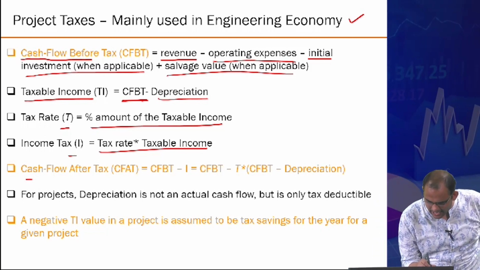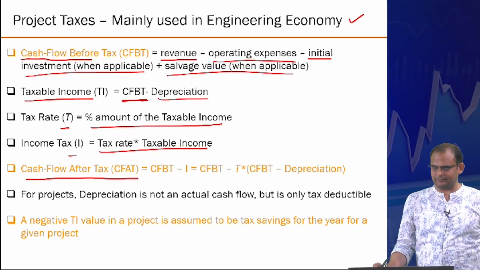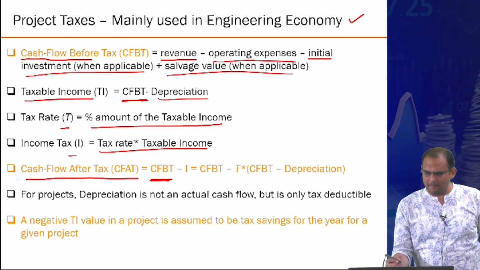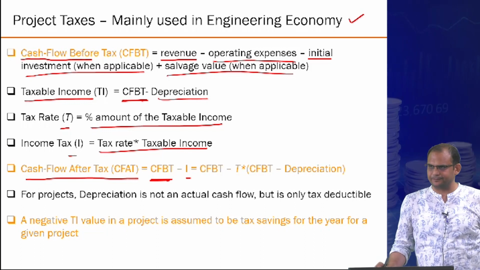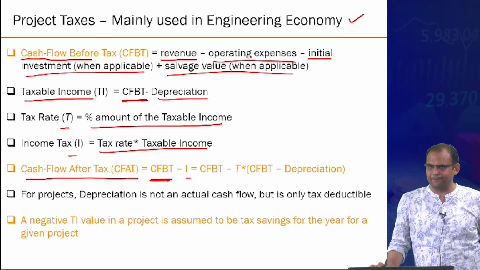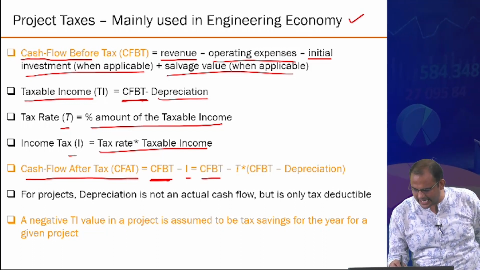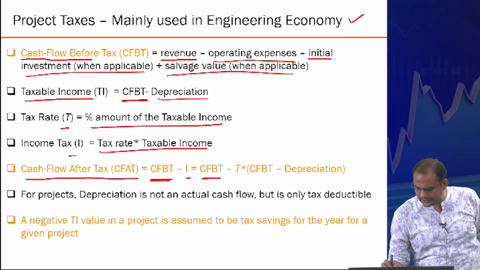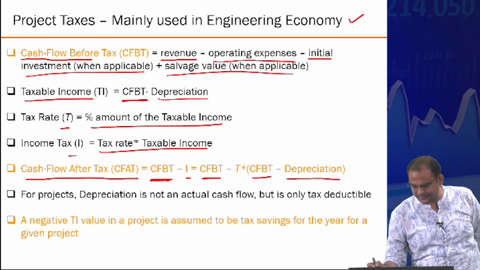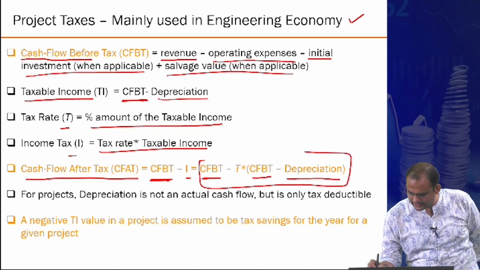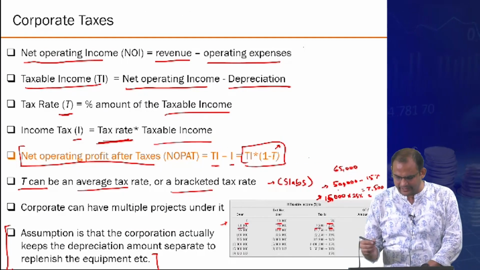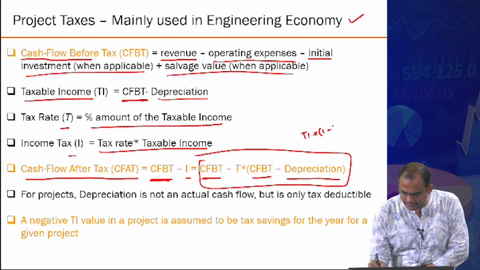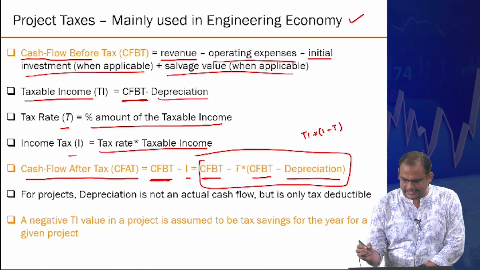Now cash flow after tax is cash flow before tax minus the income tax. So the formula becomes cash flow before tax minus T, which is the tax rate, into this cash flow before tax minus depreciation. So this is slightly different than the simplified term that you were able to get here.